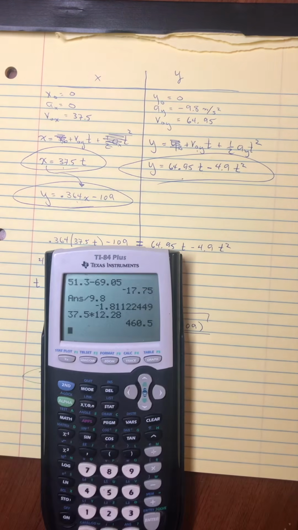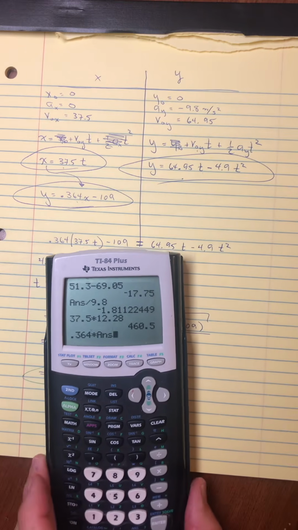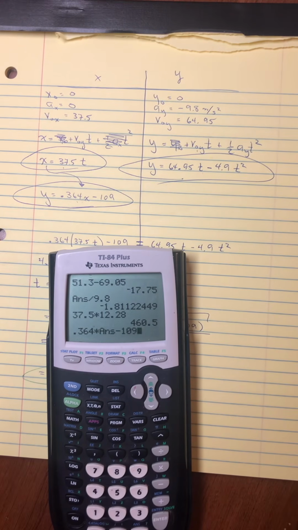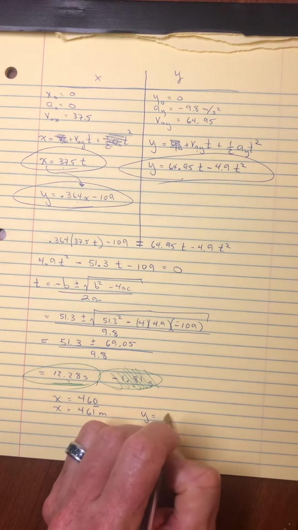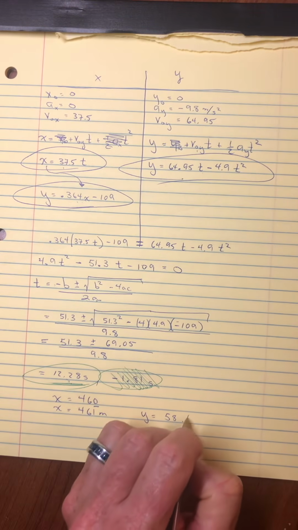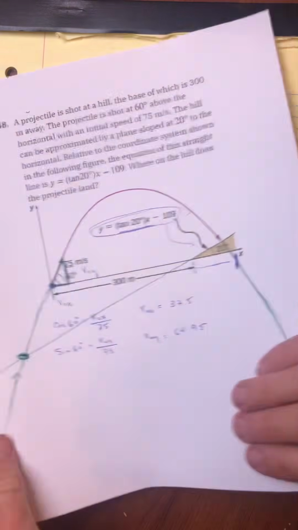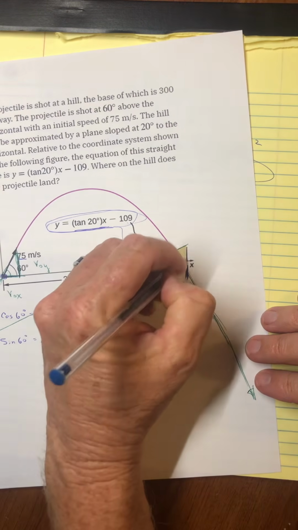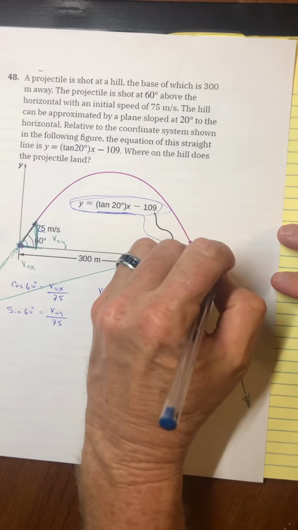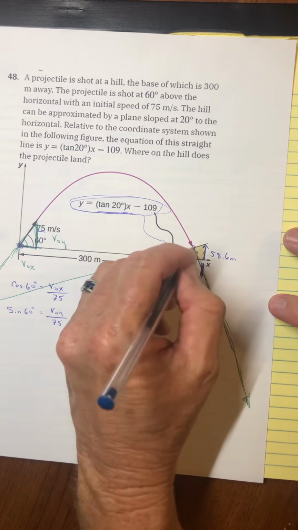And so that would be the 0.364 multiplied by the x. That's what I already have in my calculator. Then minus the 109. And so we would be about 58.6 meters up the hill. So again, if you went over 161, you're going to go up 58.6 meters. So that's where it hits on the hill.